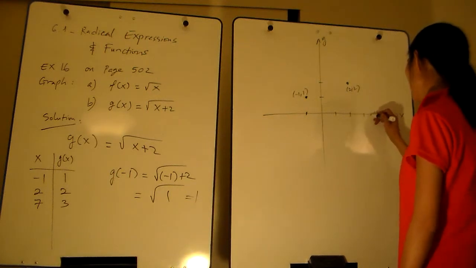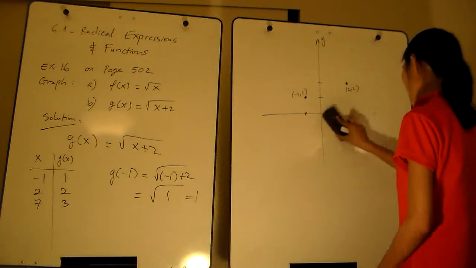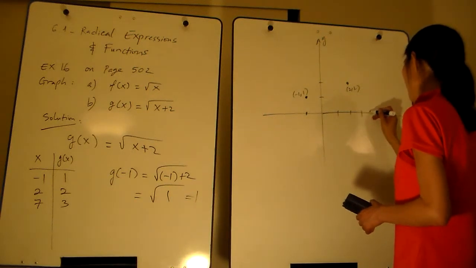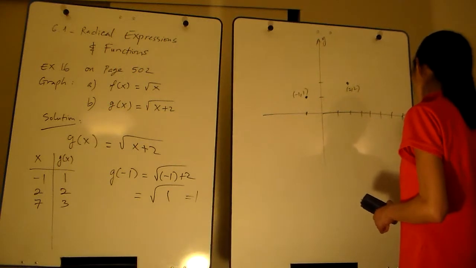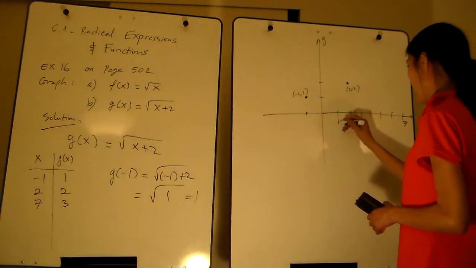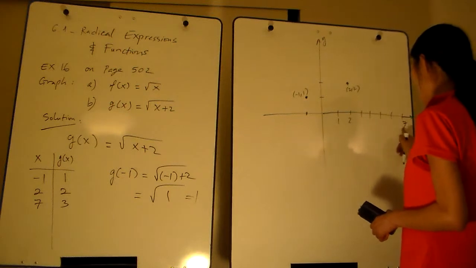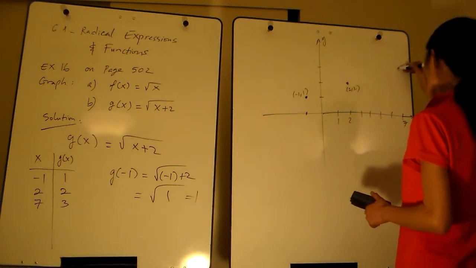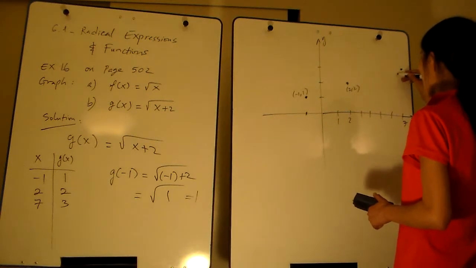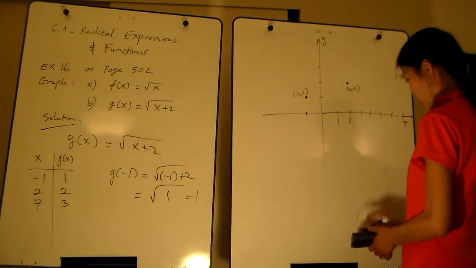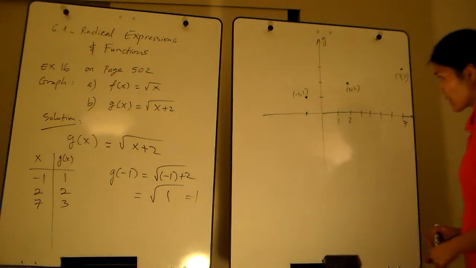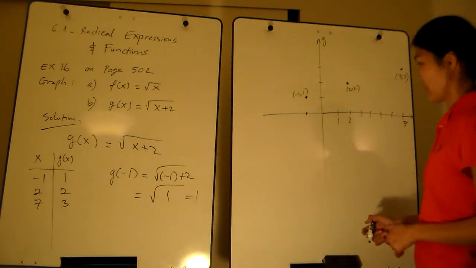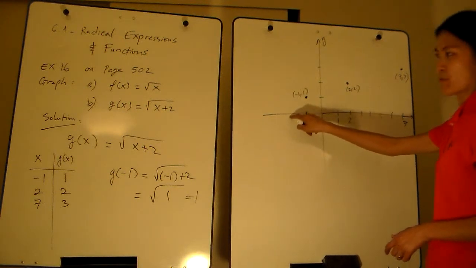So 1, 2, 3, 4, 5, 6, 7. At 7, you get 3: 1, 2, 3, so up here, somewhere here. So 7, 3. Do you see that all the points are going up this way? We just don't know where it will end up here.